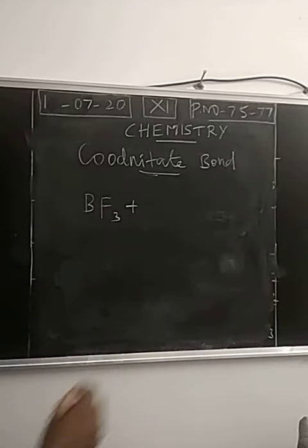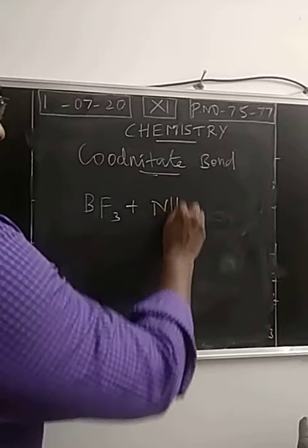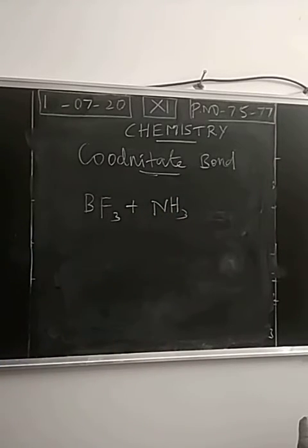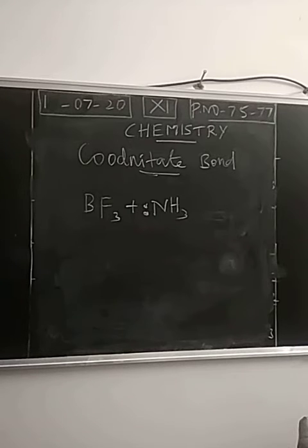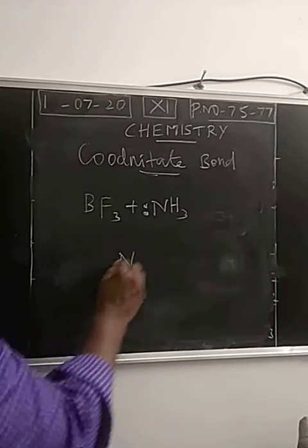Now consider the ammonia molecule. In ammonia, this is the electron dot structure. So after the formation of 3 covalent bonds between the nitrogen and the hydrogen, 3 covalent bonds will be formed.